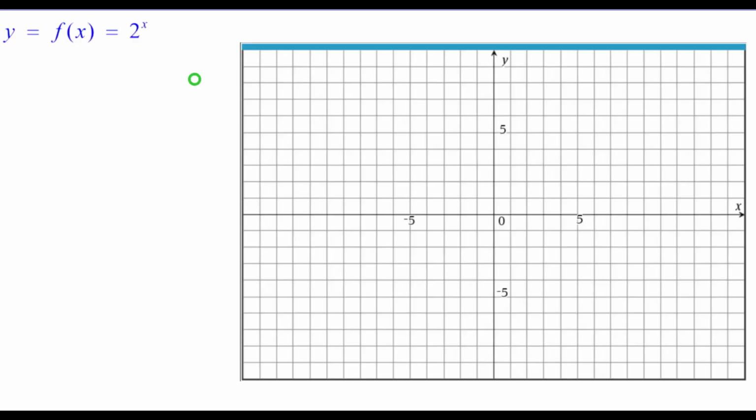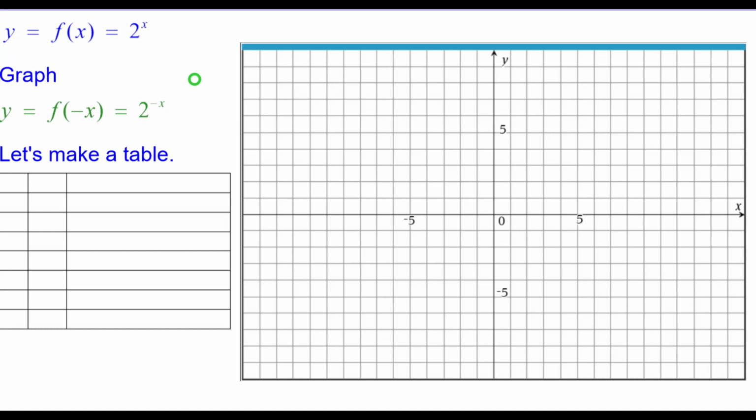Let's investigate another parent function and evaluate it at f of the opposite of x. Here we're going to look at y equals f of x equals 2 to the x power. And we want to graph y equals f of the opposite of x, which would be equal to 2 to the opposite of x power. Again, we'll make a table, 3 columns. These will be our 7 values of x that we want to use.